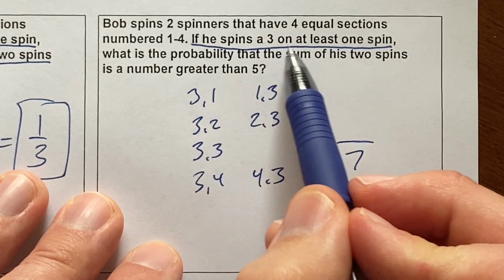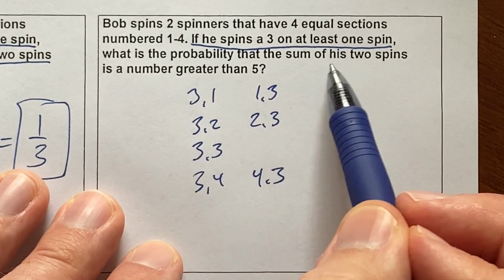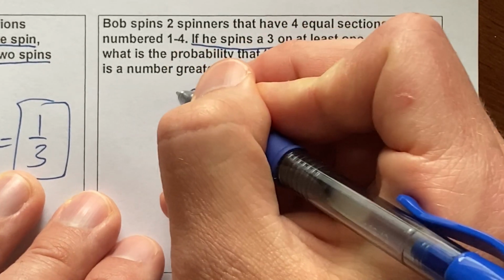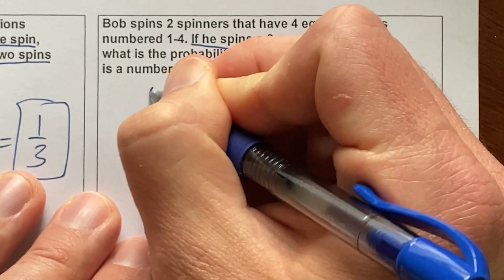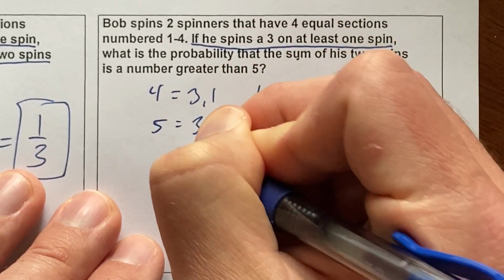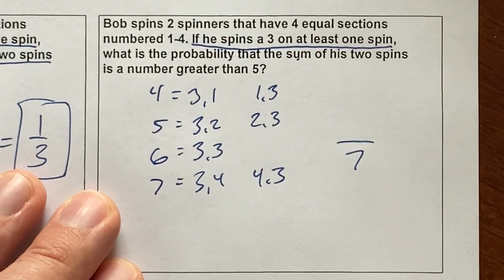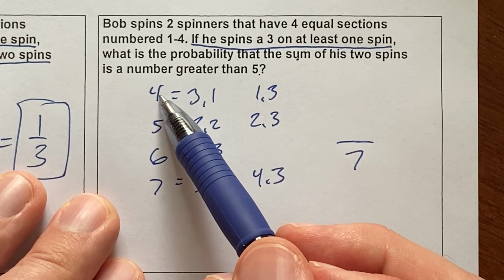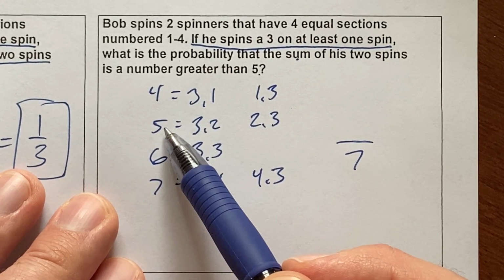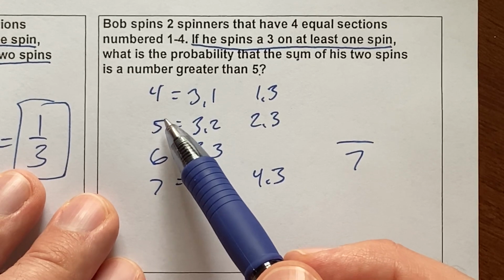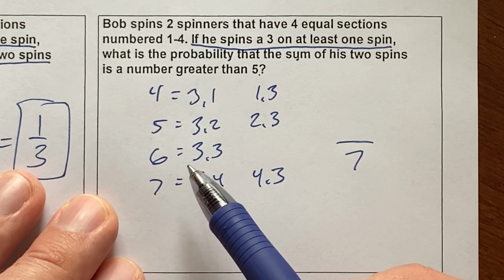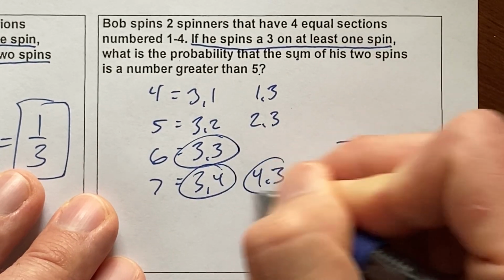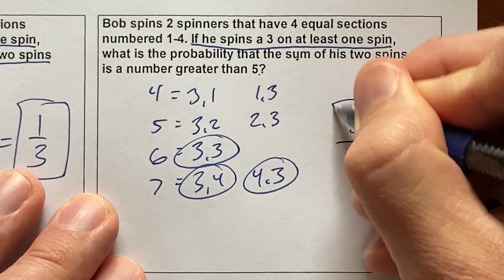So if he spins a 3 on at least one spin, what is the probability that the sum of his 2 spins is a number greater than 5? Well, the sum of 3 and 1 is 4. This would be 5, 6, and 7. Greater than 5. Is 4 greater than 5? No. Is 5 greater than 5? No, it's equal to 5. Is 6 greater than 5? Yes. Is 7 greater than 5? Yes. 3 out of 7.